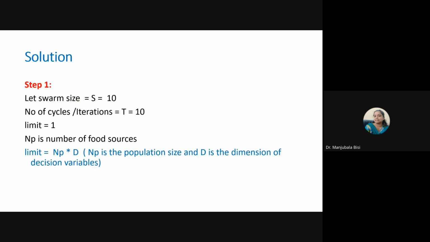So apart from that, what do you want? You want the parameters. You have to initialize the parameters. So let the swarm size equal 10. If the swarm size equals 10, the number of employee bees equals 5, that is S by 2. And the number of onlooker bees is also 5, that is S by 2. This you have to take care of.